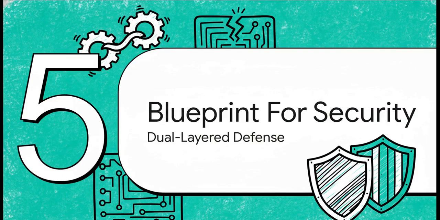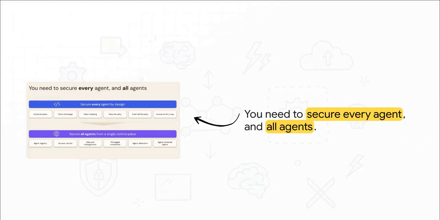So how do we solve this? Section 5, the blueprint for security. Let's look at a dual-layered defense. The crucial point here is how we fix this. Because AI agents totally disrupt traditional identity management, we need a really comprehensive framework, specifically the paradigm developed by identity experts like Okta. You cannot just bolt security on after the fact anymore. You have to operate on 2 layers simultaneously.